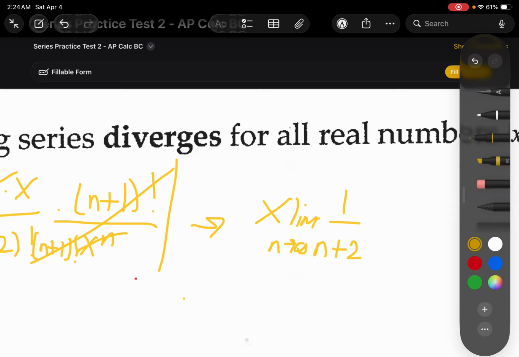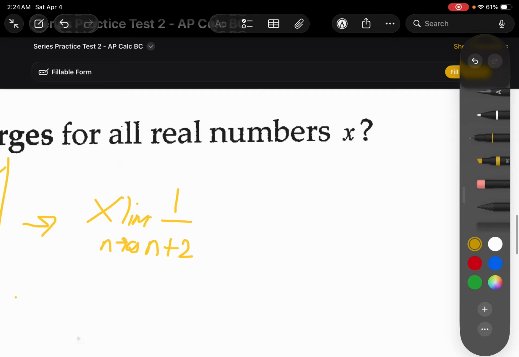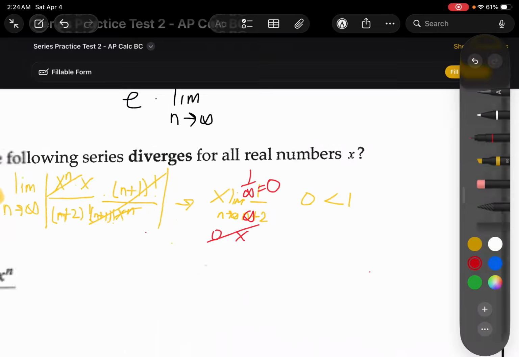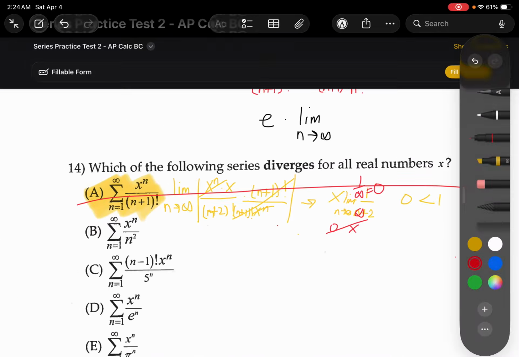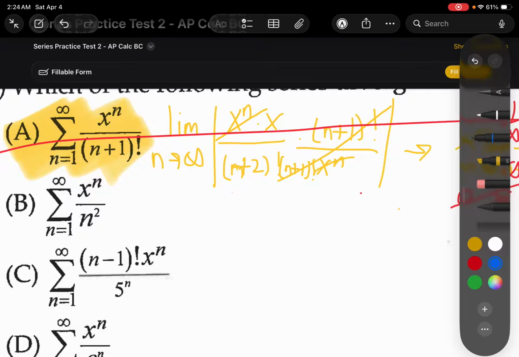Limit as n is approaching infinity. That's going to be 1 over infinity, which is just 0. So 0 is less than 1, meaning, actually I'm going to write that down: 1 over infinity equals 0. So it's 0 times x. And 0 is less than 1, so this one converges. So this is out of the game. So next one is this.